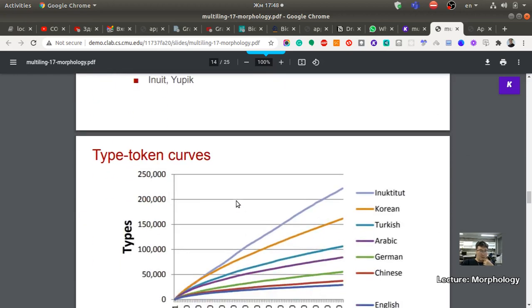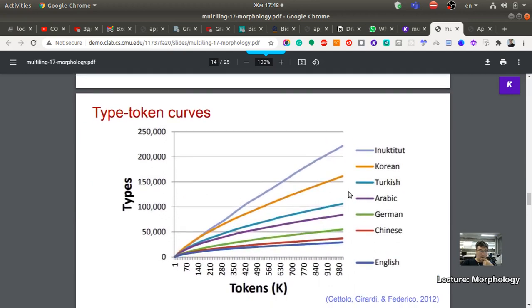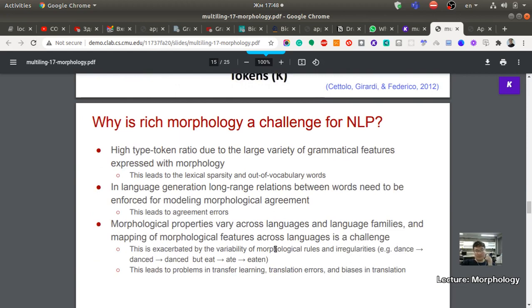So this is again from the typology course. For example, you see this one. The very low one is Arabic, I think, or not. Okay, so it's English. Tokens and types. So how many types per token? You see, for example, this Turkish is very big. Why? Because it has many cases, and for a token you will have many types. English mostly does not have many types.